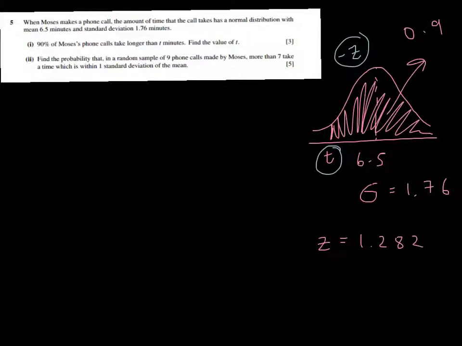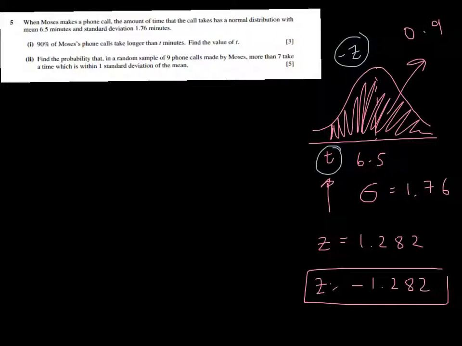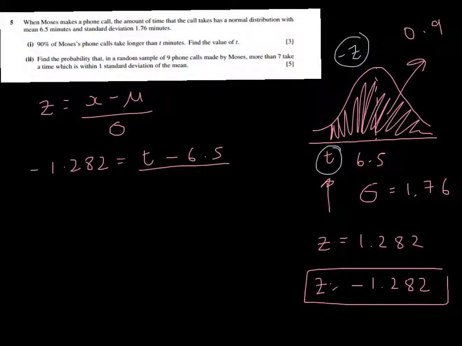But as we said before, because our value is below the mean, our z value actually is negative 1.282. Okay, so that's what we're going to use in the z-score formula. So z equals the value minus the mean all over the standard deviation. In this case, negative 1.282 equals t, because it's the value that we're after, minus 6.5 divided by 1.76. And when we rearrange all of that, we get 4.24. That's to 3 sig fig.